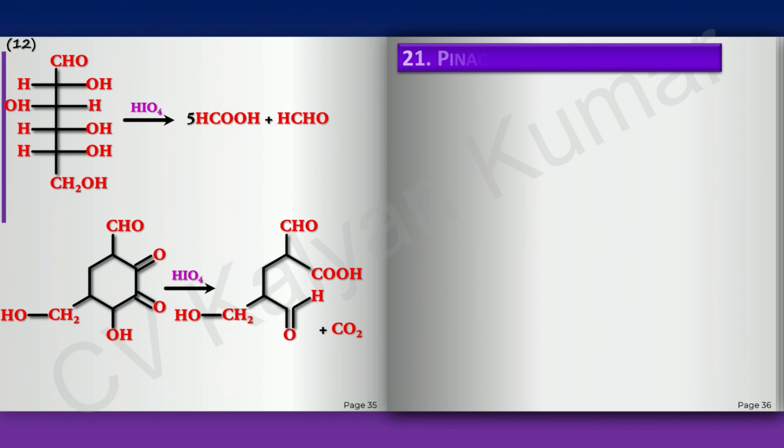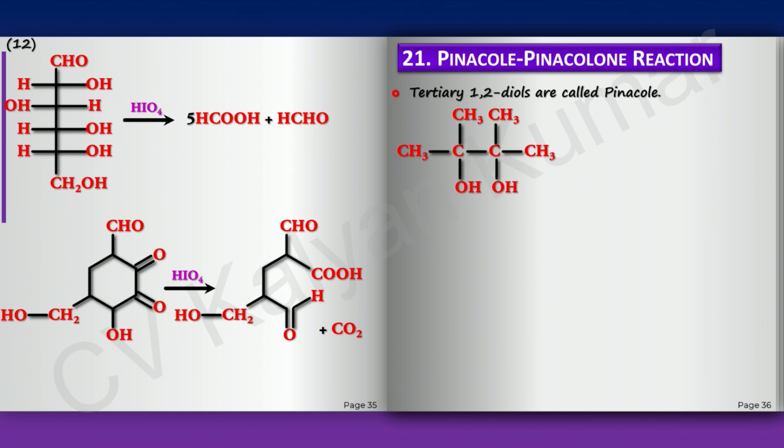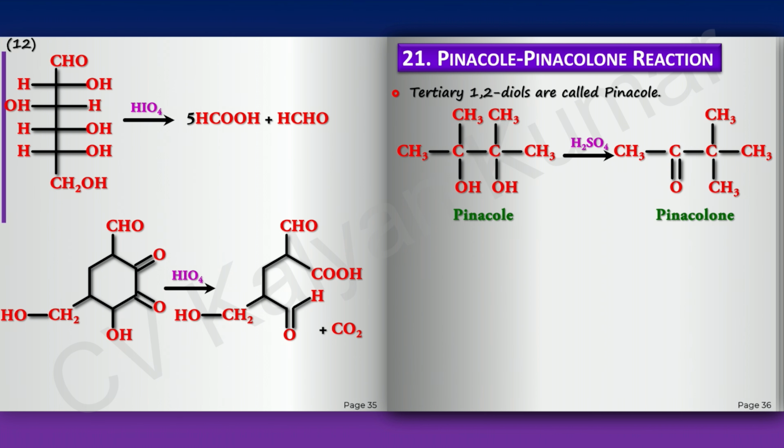The next is called the pinacol-pinacolone rearrangement. Now tertiary 1,2 diols are called pinacol, meaning this one is called a pinacol. When I treat it with a dehydrating agent, it could be sulfuric acid, it could be P2O5, anything, it becomes pinacolone. Pinacol becoming pinacolone. Now many of the books would write the reaction as rearrangement, but this is not a rearrangement. It's a proper reaction. A rearrangement will happen only when the number of carbon atoms, all atoms remain the same. So that's not true here. And let's see how it happens.